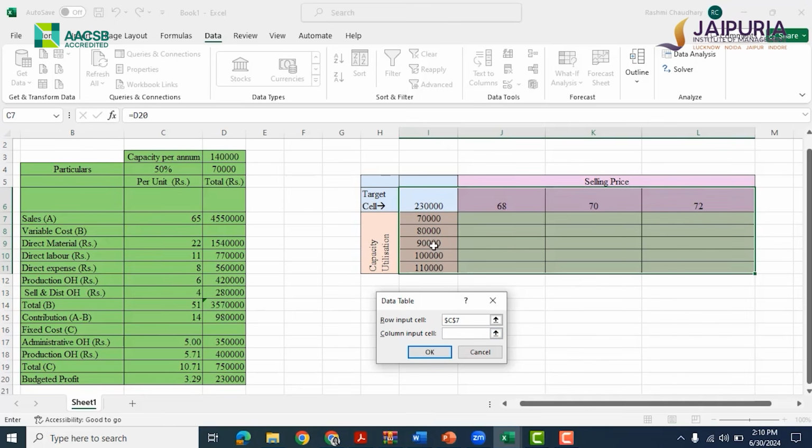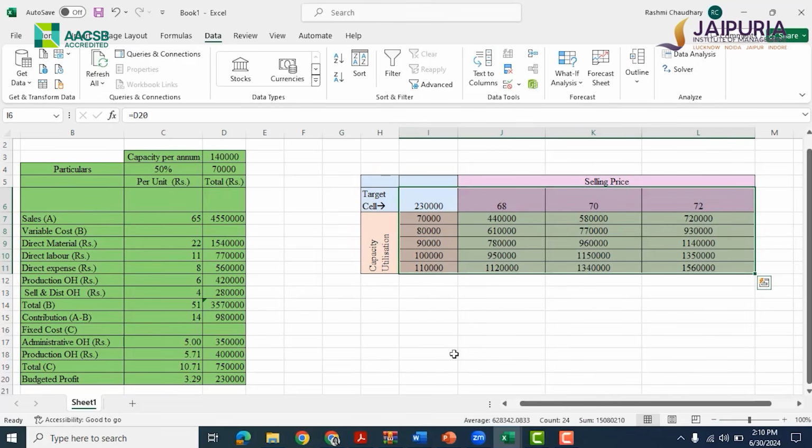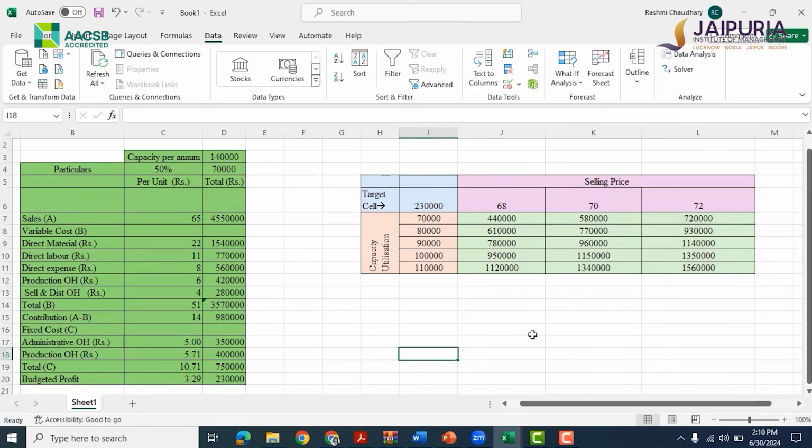So column input cell is 70,000, 80,000, 90,000. That is the capacity utilization. That is the number of units that are being sold. So I select the 70,000 in the table. So pressing OK. So now the values are there. So these are the target values.